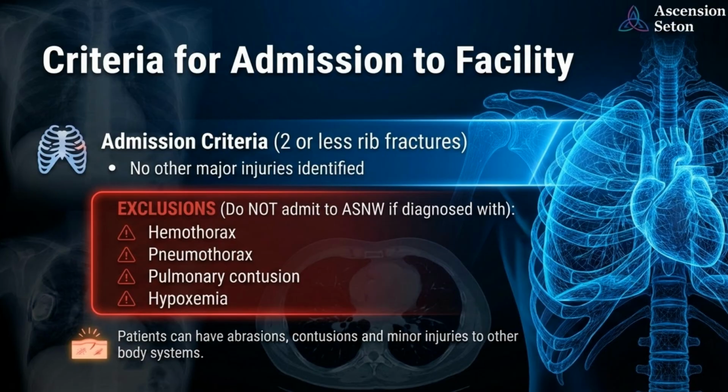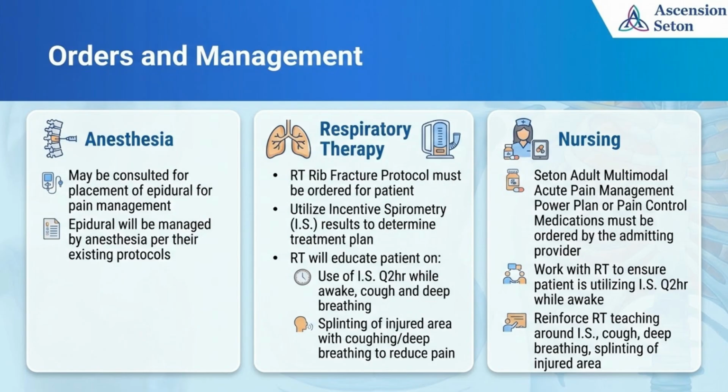Patients may have abrasions, contusions, and minor injuries to other body systems. Orders and management involve anesthesia for potential epidural placement and management. This is not a common practice here at Seton Northwest. Respiratory therapy will utilize the rib fracture protocol and document the incentive spirometry results. Further recommendations or treatments may result in initial assessment.